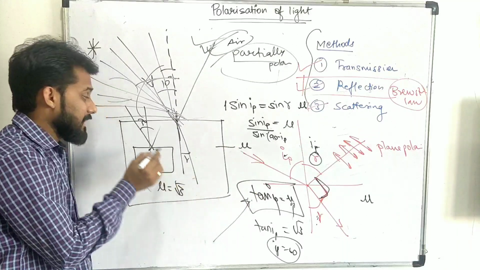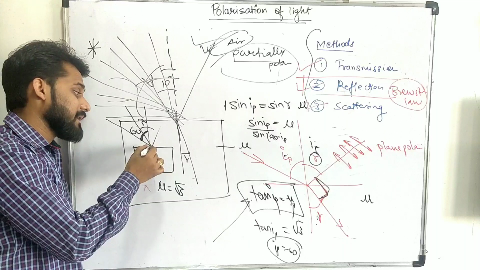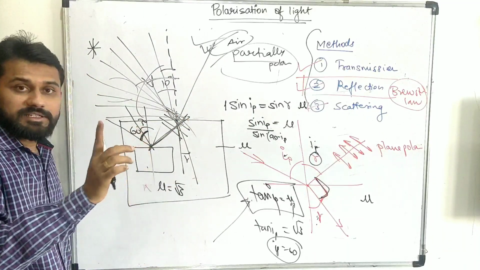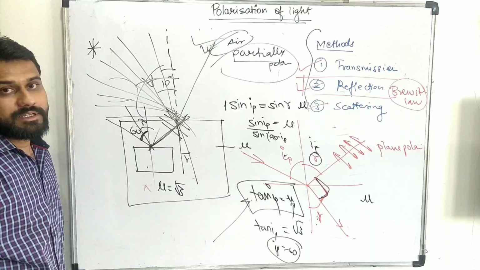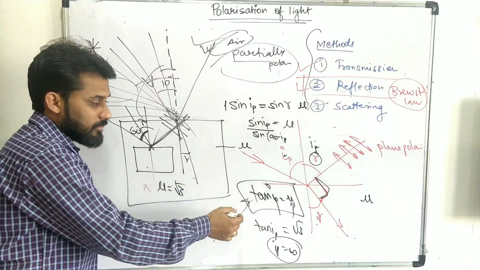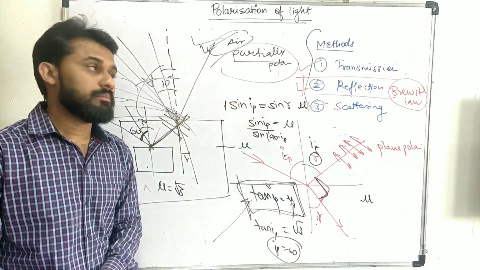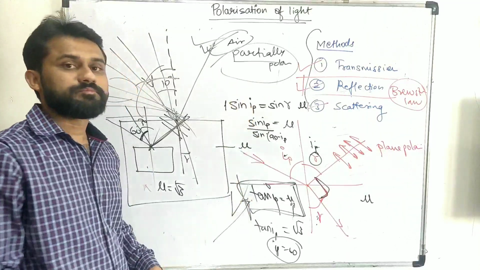But at 60 degrees, exactly what I will experience is that the reflected light will be completely polarized. No other angle from 0 to 90, only at 60 degrees you will get plane polarized light. So this formula will be helpful for solving numericals based on polarization of light using reflection. Okay, so this is Brewster's law.